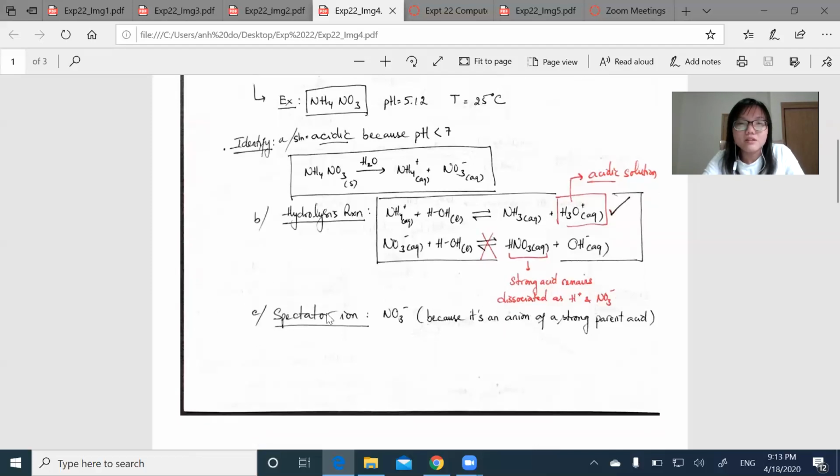All right. The last thing you would have to do for part A would just be to note down whichever ion is a spectator ion. So we have two ions, NH4 plus and NO3 minus. The spectator ion would be NO3 minus because it doesn't participate in your hydrolysis reaction, and NH4 plus actually makes the solution acidic. So the other ion that doesn't participate would just be that neutral ion.